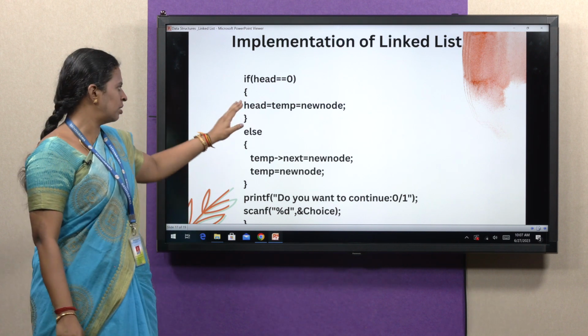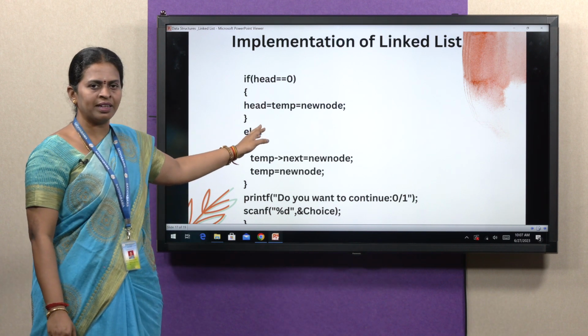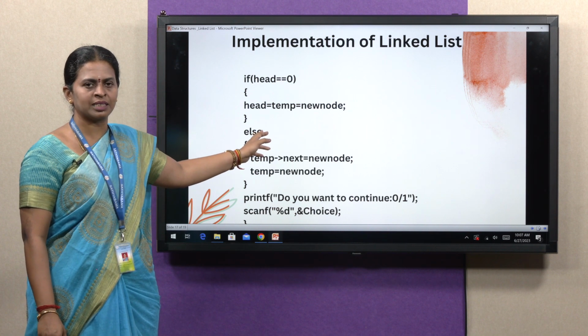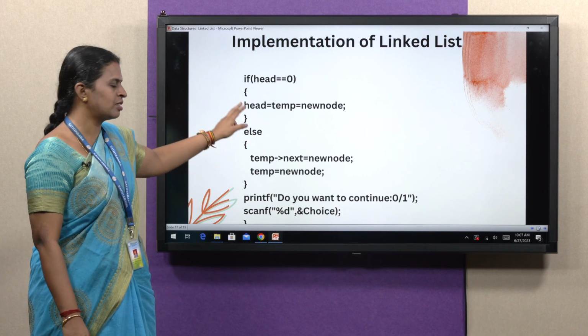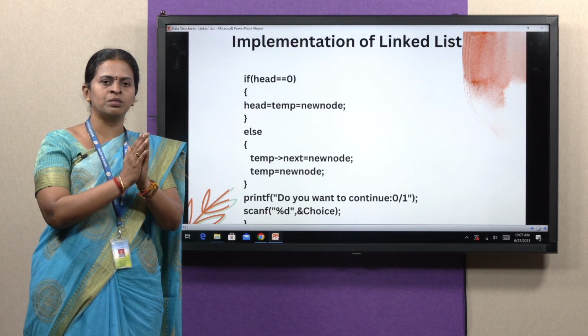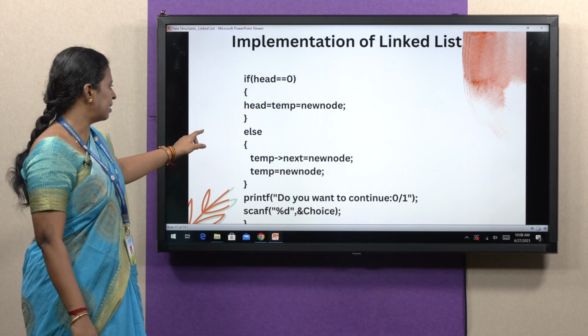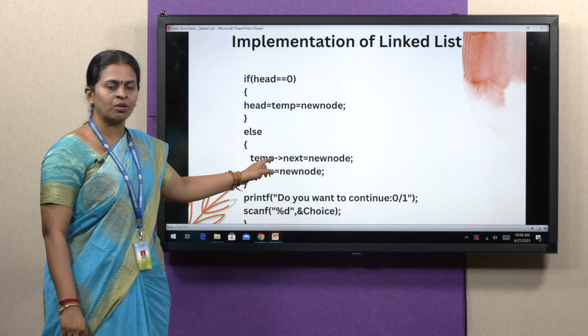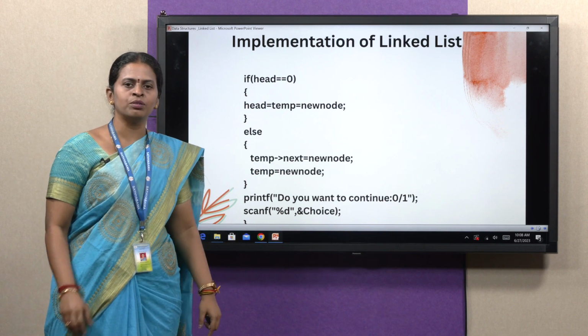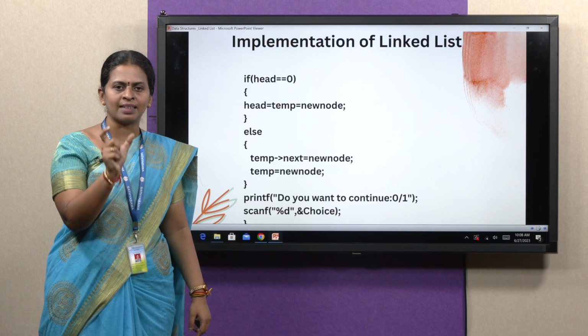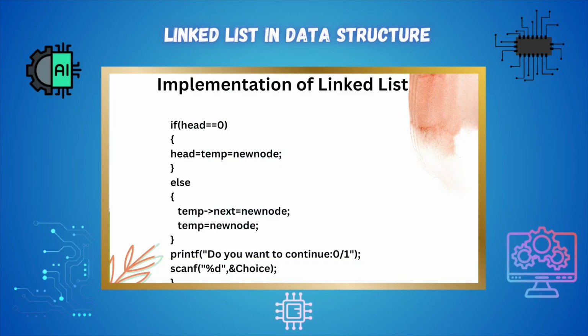We are using one more variable, temp, that I will explain later. So first, we put the new node's address into the head. Then else, if head is not equal to 0, you are going to create the second node. That is important. So what is actually our second node?